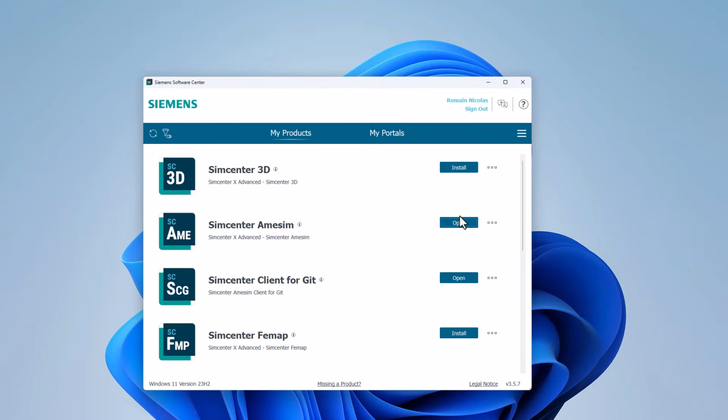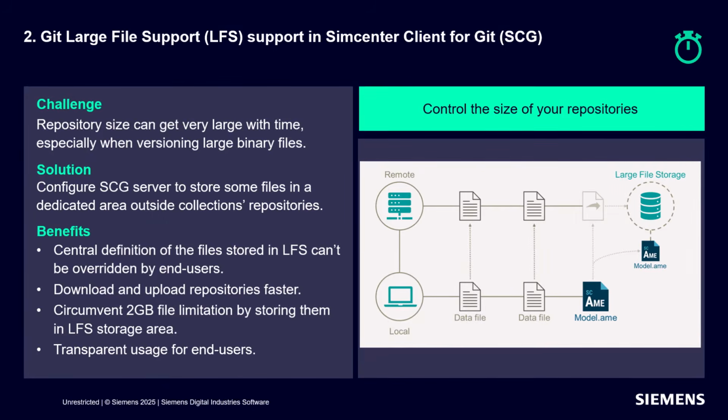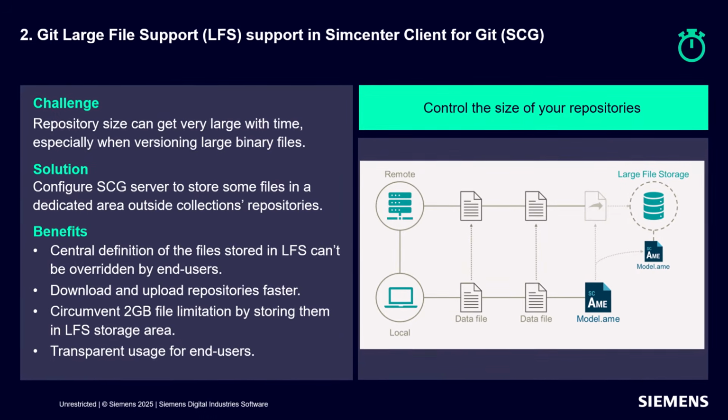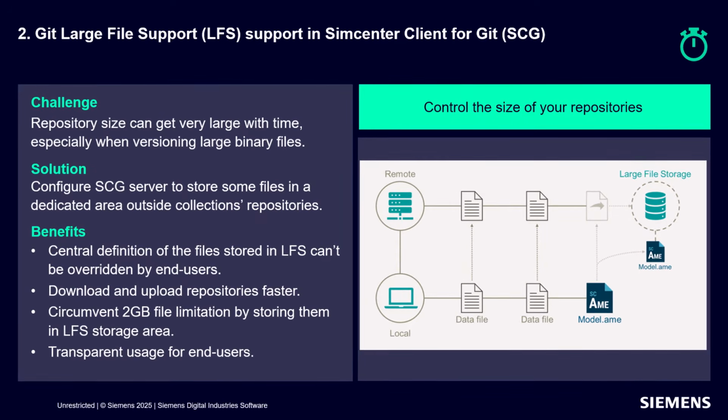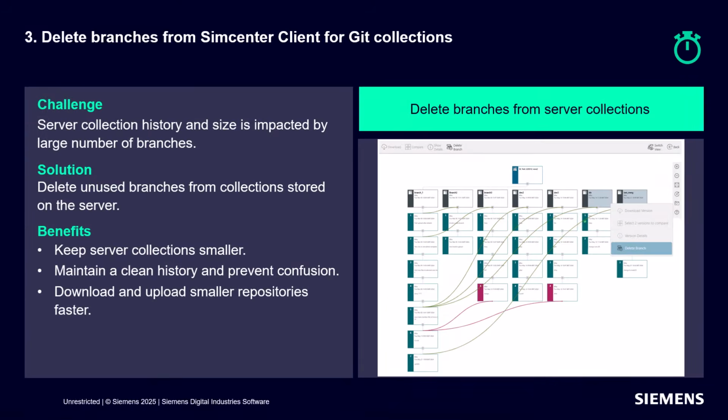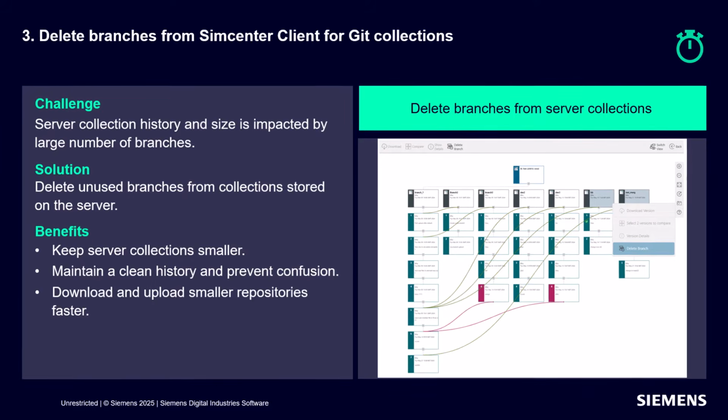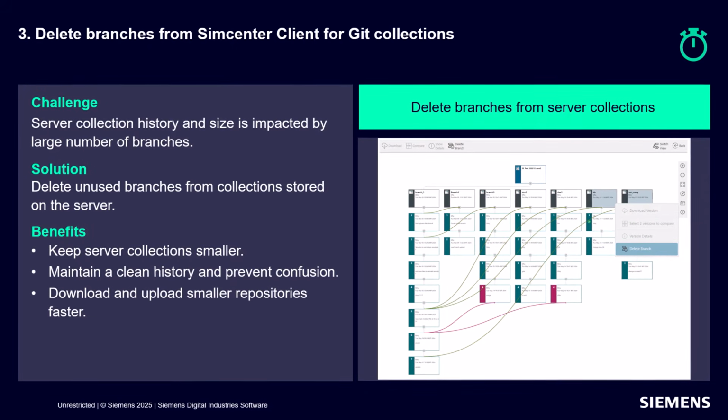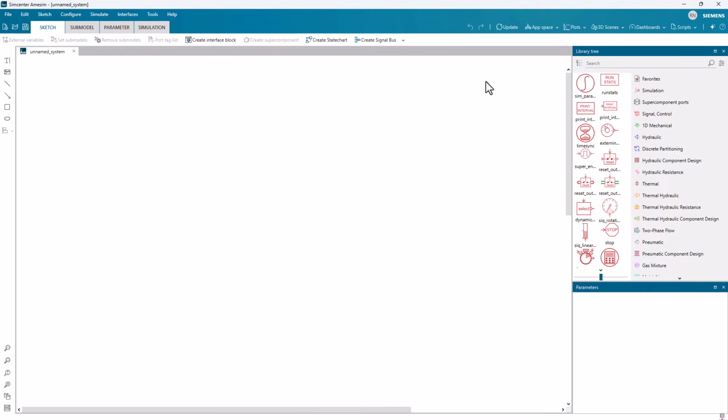We can just mention that our collaborative data management solution now features the possibility to store large files, so-called LFS, which allows to download and upload repositories much faster. It's also now possible to delete branches, which enables you to keep server collections small. Now, let's start SimCenter AMISIM.